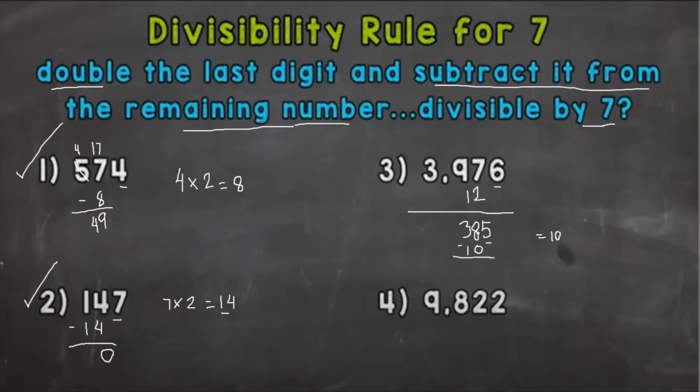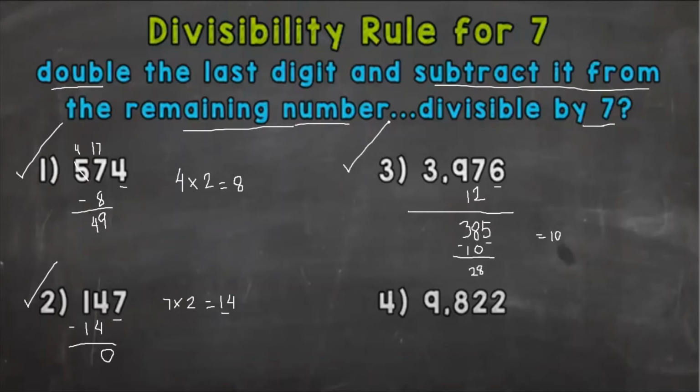So we have here 8 minus 0 is 8. 3 minus 1, that is 2. So we have here 28. Is 28 divisible by 7? The answer is yes. 28 is divisible by 7. If we do the table of 7: 7, 14, 21, 28. 7 times 4 is 28. So therefore, 3,976 is divisible by 7.